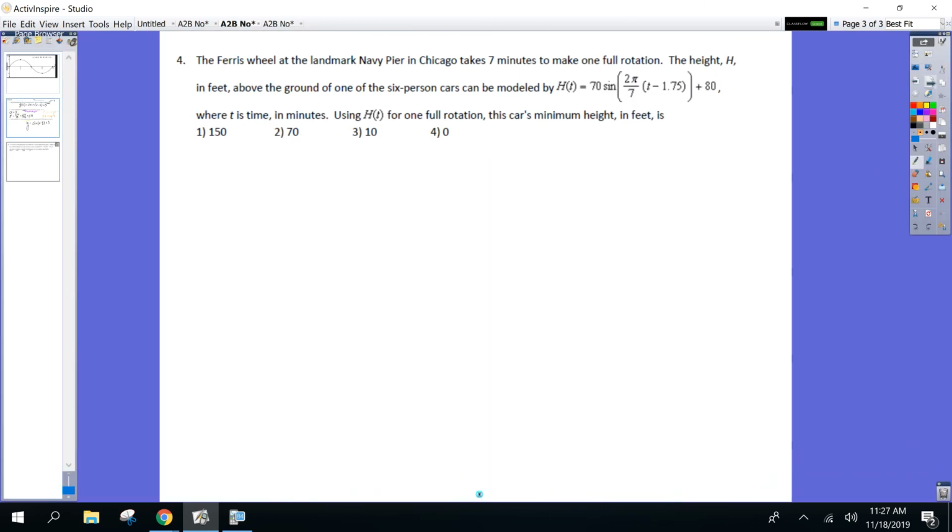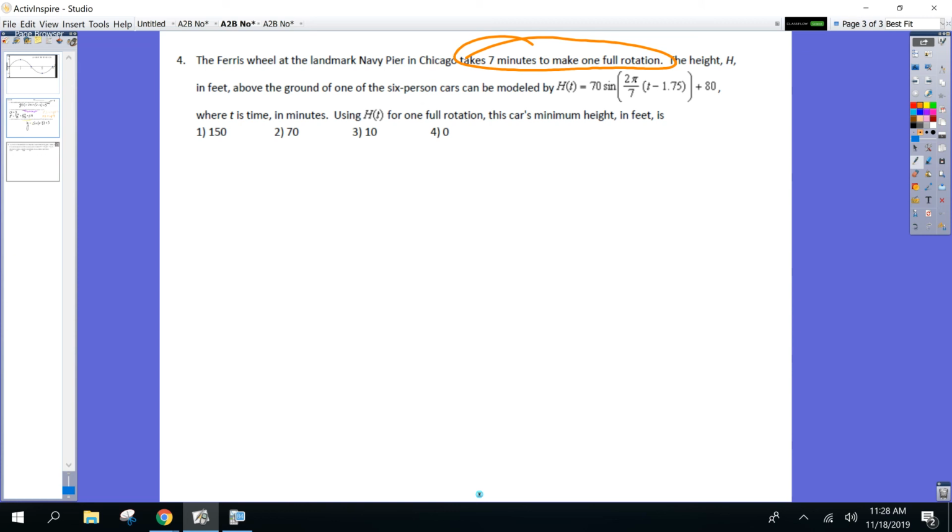Okay, this is just a review problem. We got the Ferris wheel. It takes 7 minutes to make a full rotation. Okay, stop right there because this is what we're going to get into more tomorrow. Anybody know what that 7 minutes is another name for? I didn't write the word there, but it takes 7 minutes to make a full rotation. That's the period.